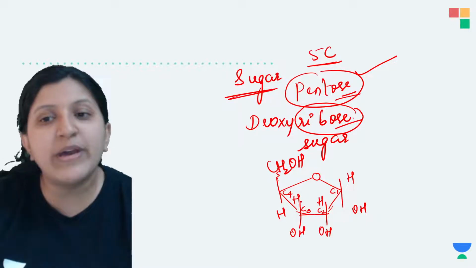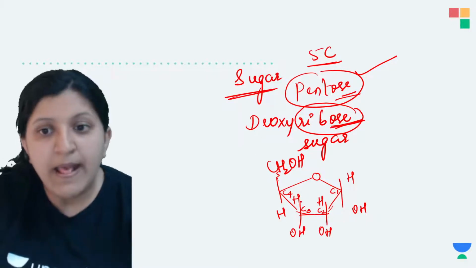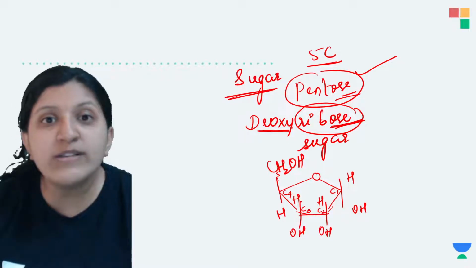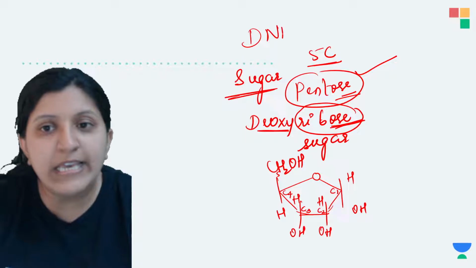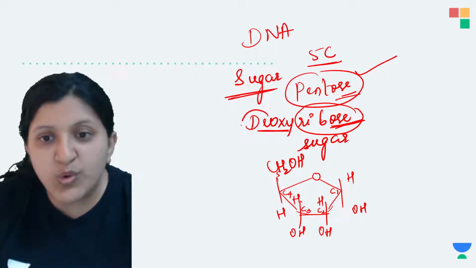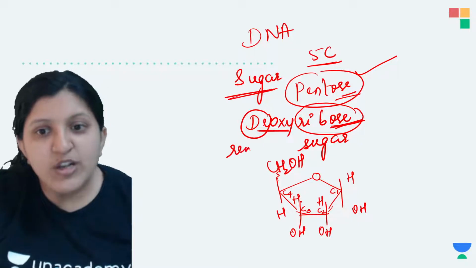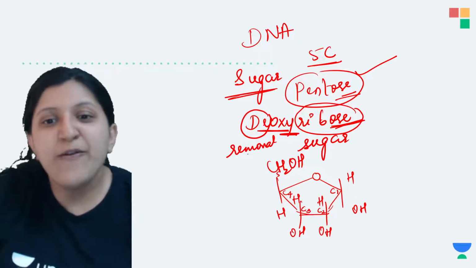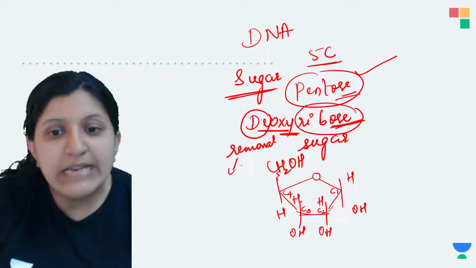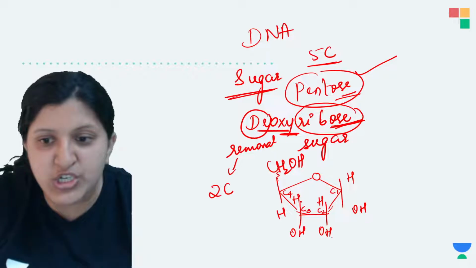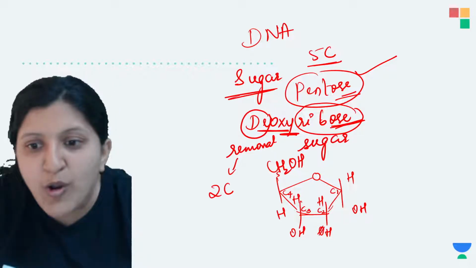So pentose sugar example is ribose. And here we are saying it is a deoxyribose in case of DNA. So what is the meaning of deoxy? Deoxy, D is removal. So what is removed? Oxygen is removed. From where? From the second carbon position. So this is the second carbon position, and from here oxygen is removed.